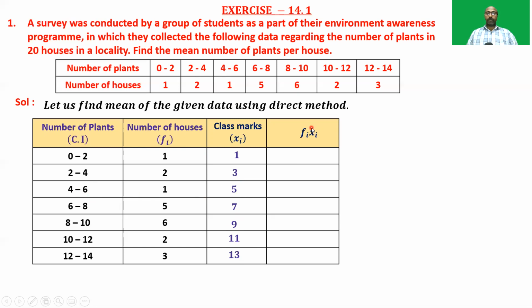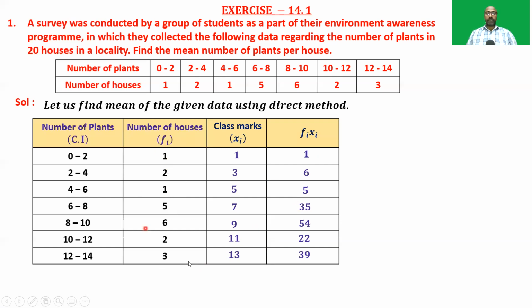And the fourth column is fi into xi, that is the products of fi and xi. So here 1 into 1 is 1. And 2 into 3 is 6. 1 into 5 is 5. 5 into 7 is 35. 6 into 9 is 54. 2 into 11 is 22. And 3 into 13 is 39.